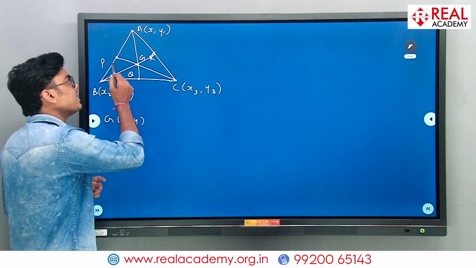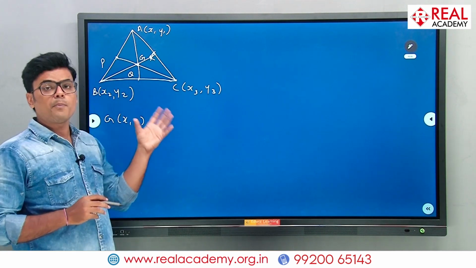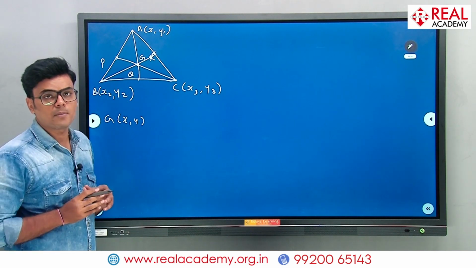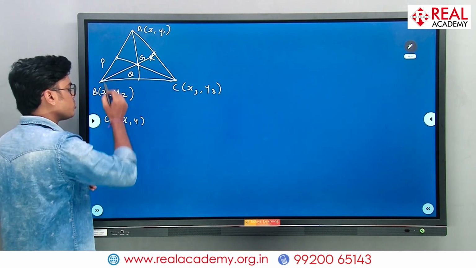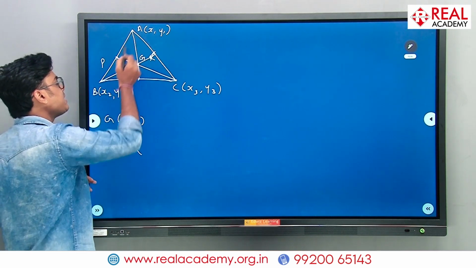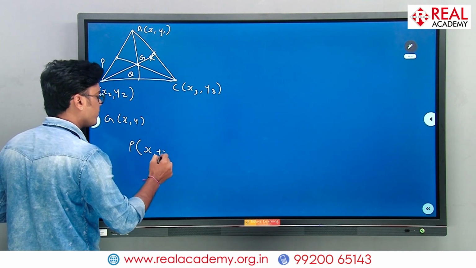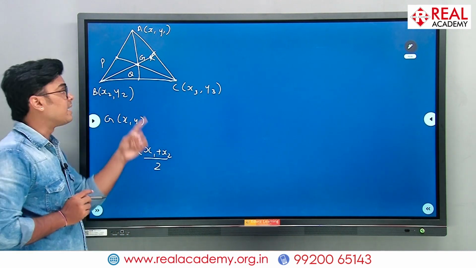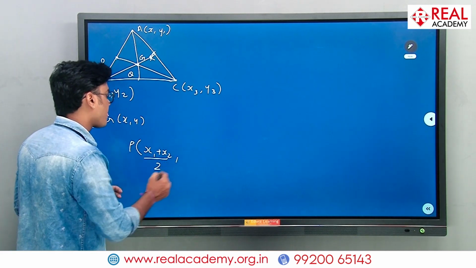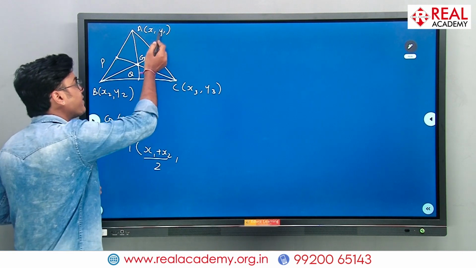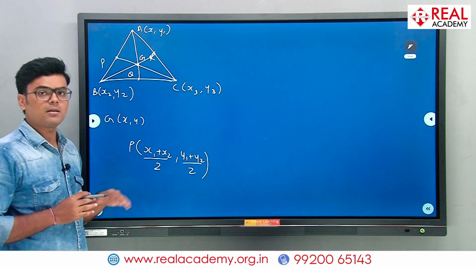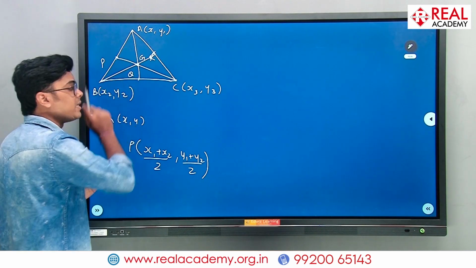Now, I told you earlier that P, Q and R, they are the midpoints of these three sides, correct? So midpoint of AB, we just now studied the midpoint formula. What is the midpoint formula? So what will be the coordinates of P? Point P is nothing but x1 plus x2 upon 2. This will be the x coordinate of P. Okay, using the midpoint formula, nothing else. And the y coordinate will be y1 plus y2 upon 2. Okay, this is the midpoint of AB.